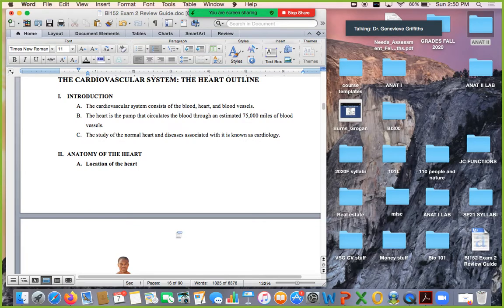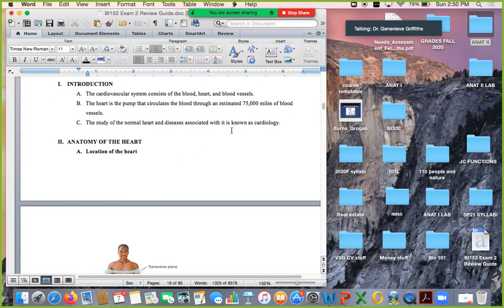So the cardiovascular system is going to include things like the heart, the blood vessels, etc. Anything that's going to be involved in transporting blood through the circulatory system. The heart's generally a major pump. It has 4 major chambers that are all going to beat rhythmically to push the blood through an estimated approximately 75,000 miles of blood vessels throughout the body. And the study of the normal heart and the diseased heart is known as cardiology.